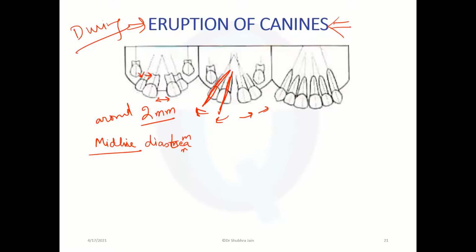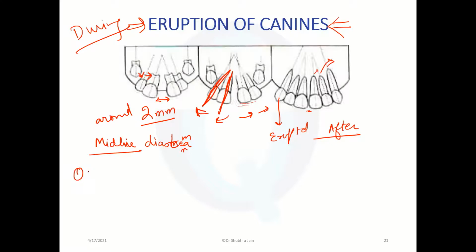Once the canine is erupted and in place, the midline diastema disappears. It straightens out, and the roots, because the pressure is relieved, straighten out too. Can you see? During eruption, these teeth move in a distal direction; the crowns move distally and the roots move in a mesial direction. But after the canine has erupted, this space goes off.